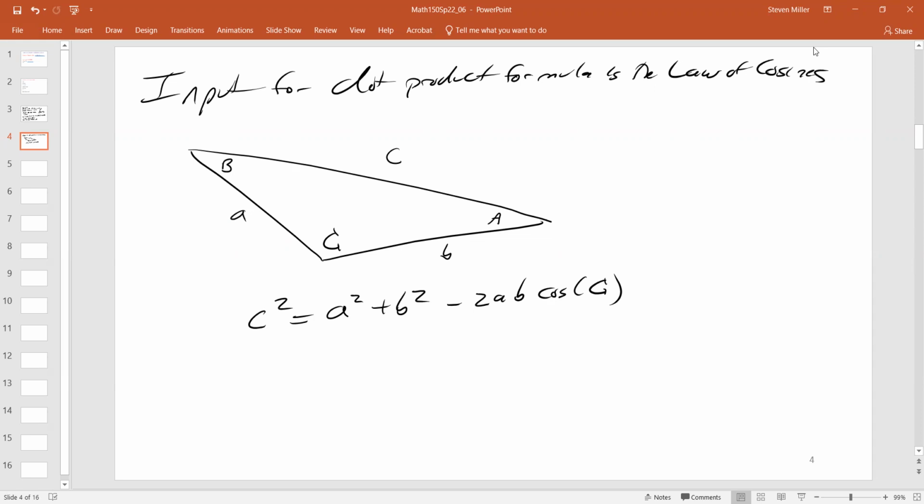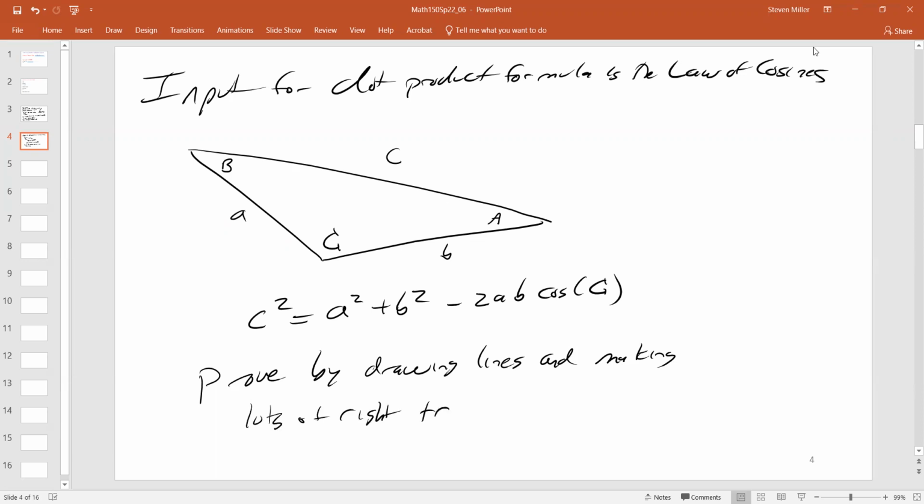Yeah, prove by making right triangles. Prove by drawing lines and making lots of right triangles and using Pythagoras.